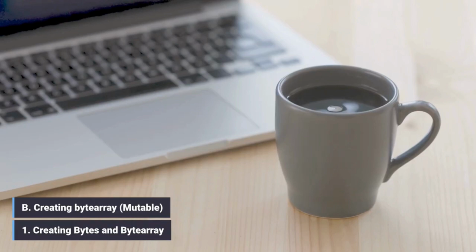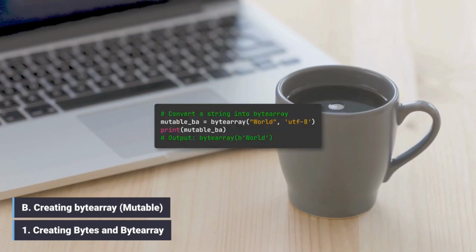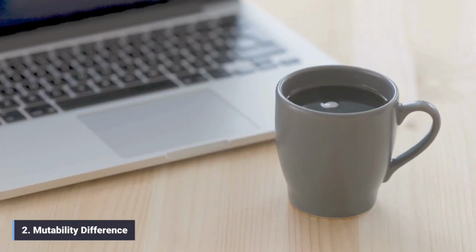The bytearray is created using the constructor function. We typically use the encode method on a regular string before passing it. 2. Mutability difference. Since bytes are immutable, you cannot change individual elements. Bytearray, being mutable, allows you to change the value of any byte by assigning a new integer between 0 and 255.